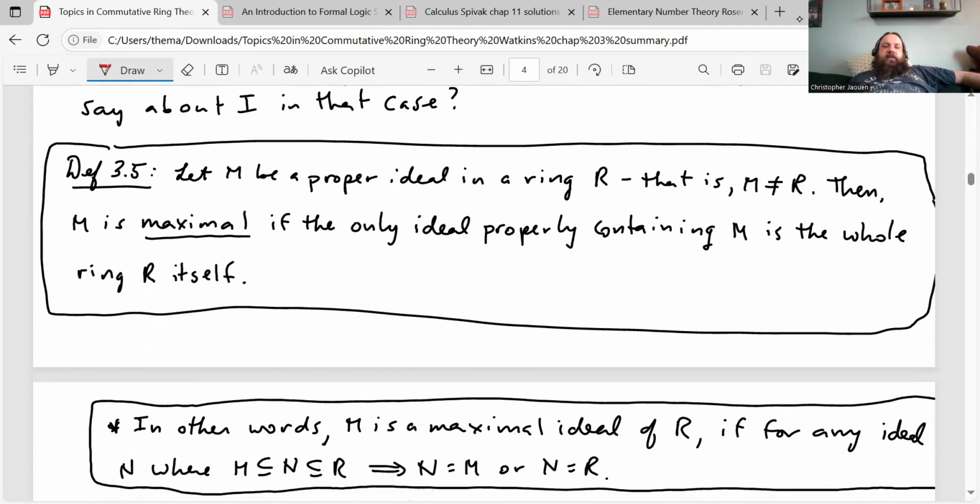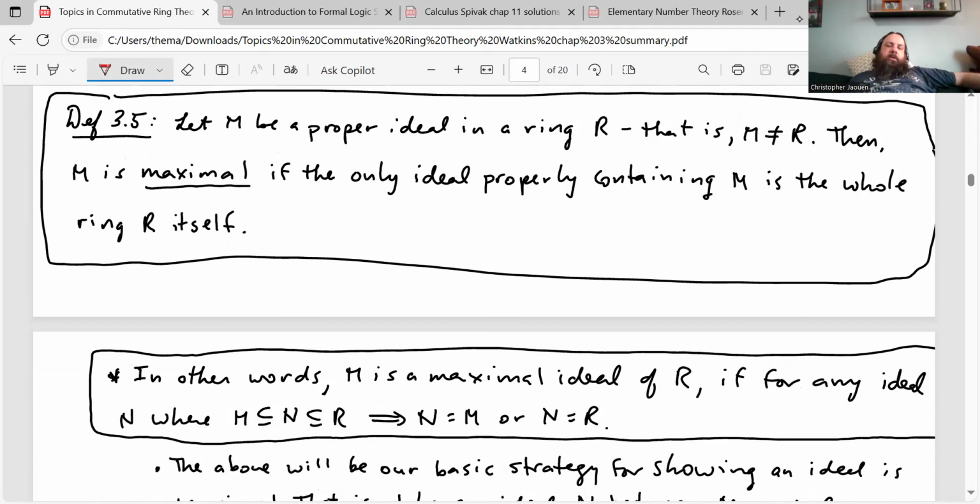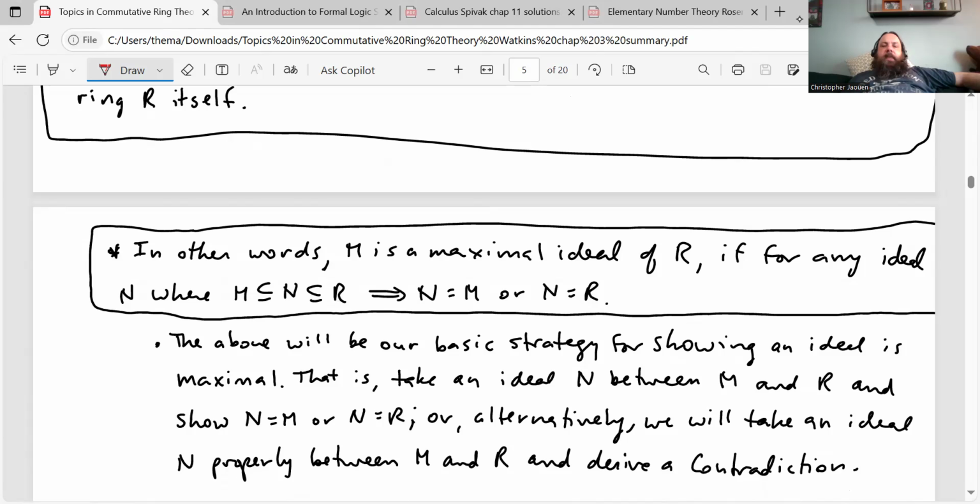Right? And then we get definition 3.5 of a maximal ideal. Let M be a proper ideal in a ring R, that is, M is not R, then M is maximal if the only ideal properly containing M is the whole ring R itself. Or in other words, you can think about it this way. M is a maximal ideal of R if for any ideal N where M is contained in N contained in R, this implies N is M or N is R.